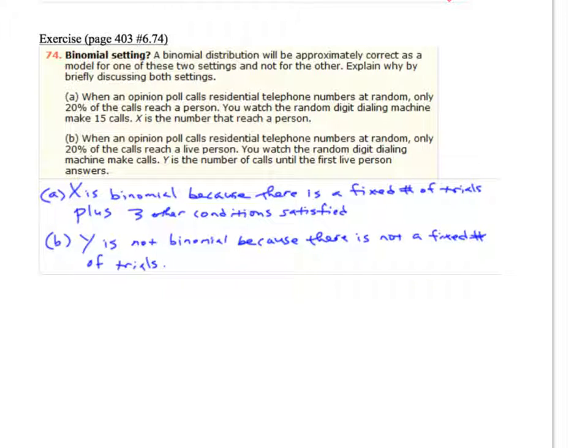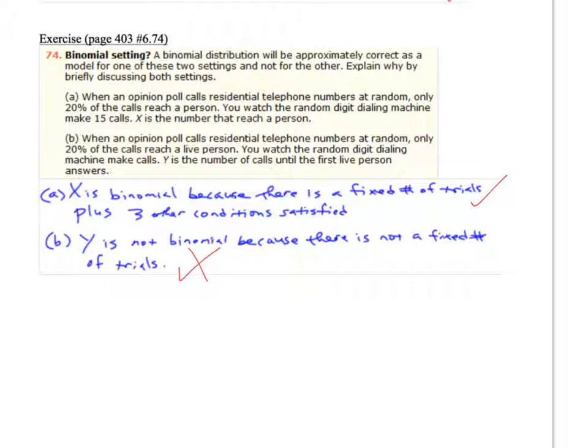Y is the number of calls until the first live person answers. Well, in part A, we have all four conditions. There's definitely a fixed number of trials, independent, same probability of success with two outcomes, either reaching a live person or not. But in part B, we see that we're not counting successes and failures. We are going to count just the number of calls until we get a live responder. So that's going to fail. We fail the fixed number of trials scenario.